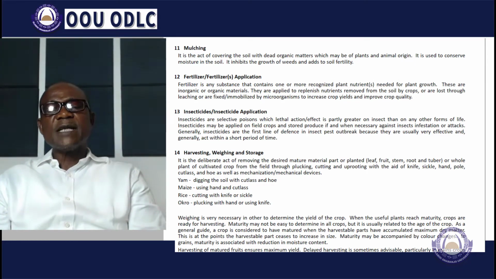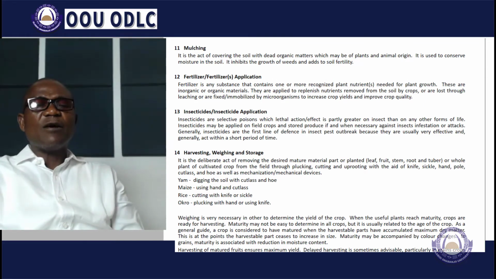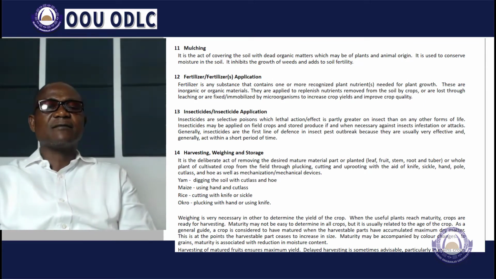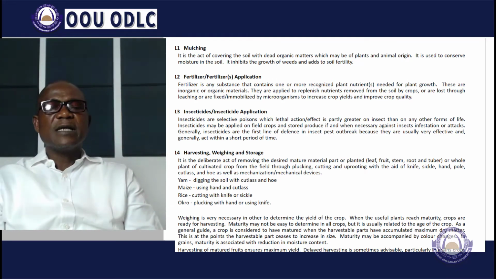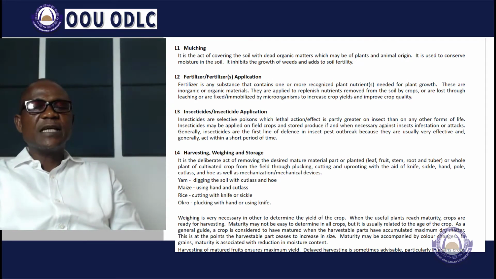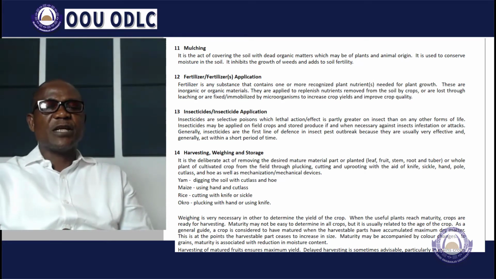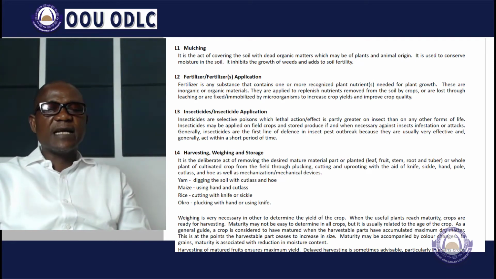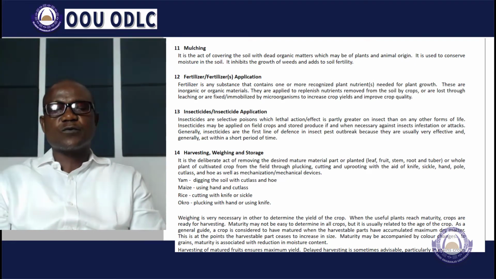However, it should be noted that for some of these crops, especially maize and rice, they are now harvested mechanically using machineries. Weighing is very necessary in order to determine the yield of the crops.